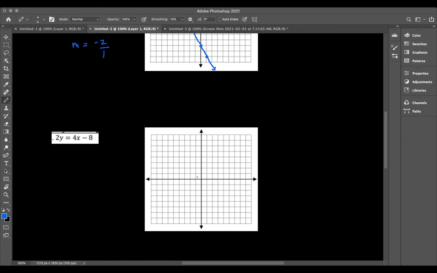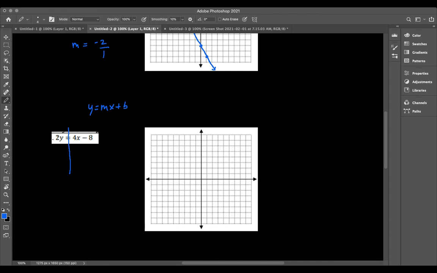All right, so let's look at this one here. We have 2y equals 4x minus 8. We put the line down the middle here. Why is this a problem? Remember it's y equals mx plus b. There's a y on this side, but the problem is there's a coefficient in front of it. So we want to get just a regular y. How do we do that?